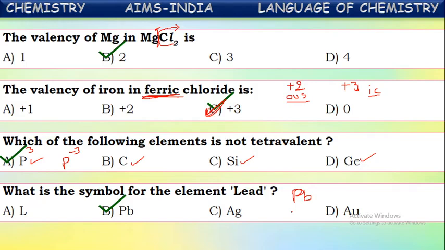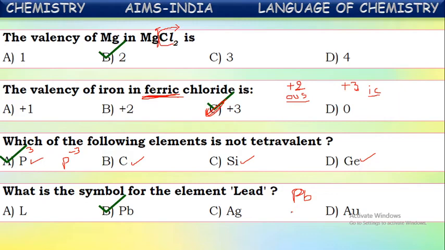Not only for lead, nearly 11 elements have their symbols from their Latin names. For example, sodium has its symbol Na, derived from its Latin name natrium. Potassium's Latin name is kalium, so its symbol is K. Iron's Latin name is ferrum, so its symbol is taken from it as Fe. In the same way, copper's Latin name is cuprum, so Cu is its symbol. Gold, Au is the symbol because its Latin name is aurum.